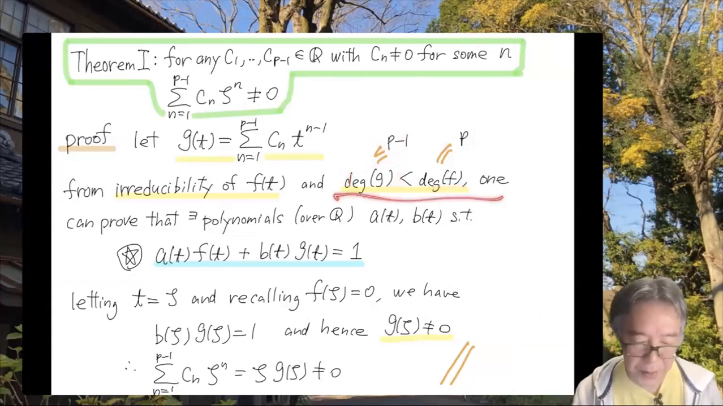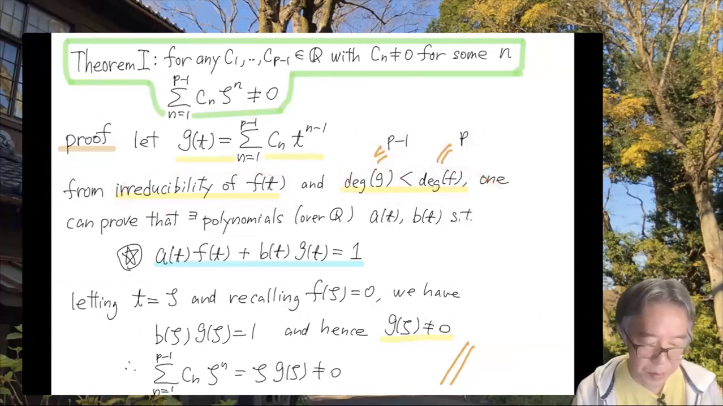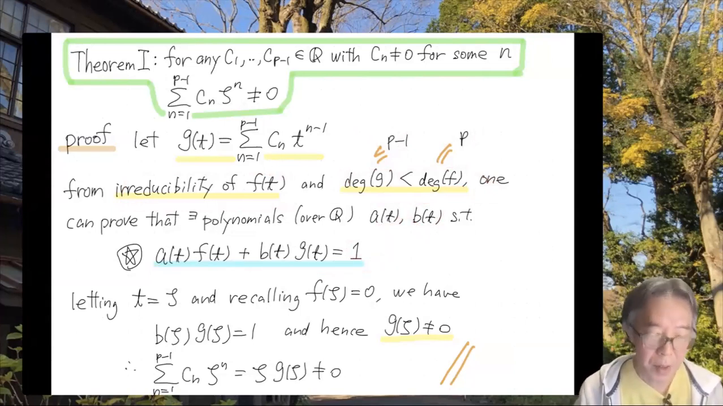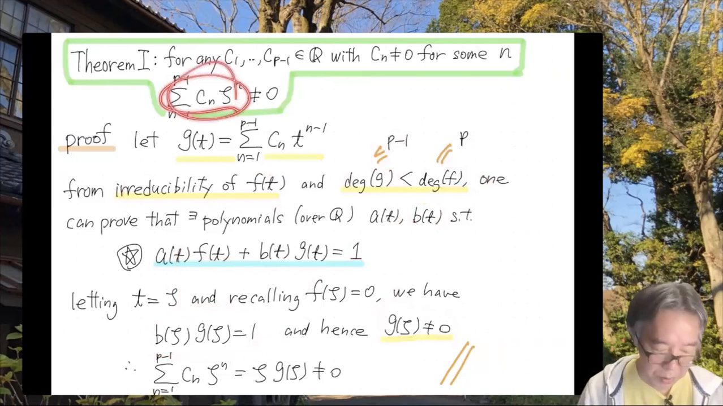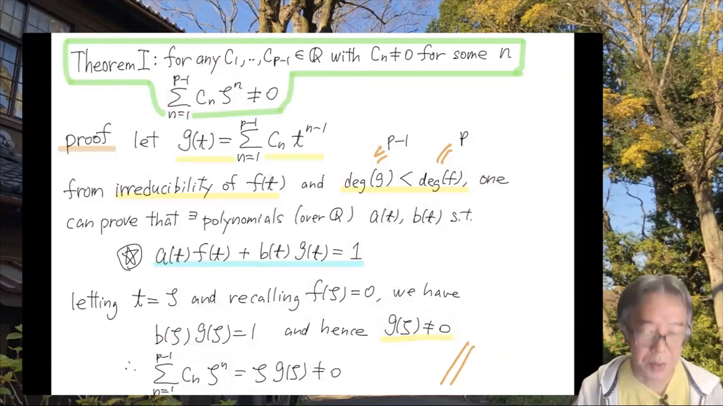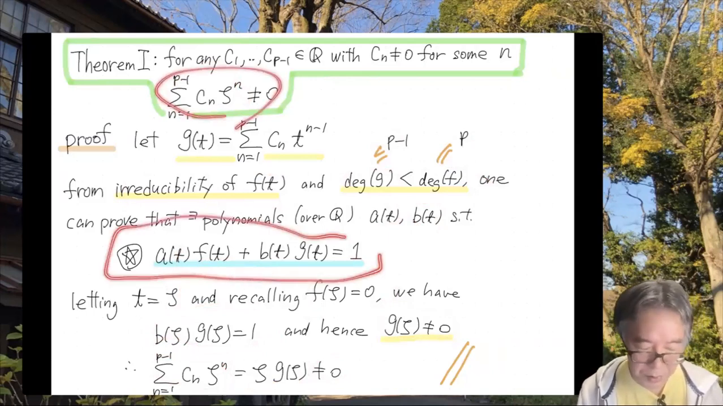Okay. By using this fact and the irreducibility of F(T), you can prove that there are polynomials over Q, A, B, such that AF plus BG is equal to 1. Okay, I'm going to prove this in an elementary manner. And then you substitute theta into T here, and recalling that F(theta) is 0, so this becomes 0, and you end up showing B(theta)G(theta) is 1. And so this implies that G(theta) is non-zero, of course. And this is what we wanted, but this is equal to theta times G(theta), and this is non-zero. Okay, so that is the proof of this statement. So we only need to prove this star.